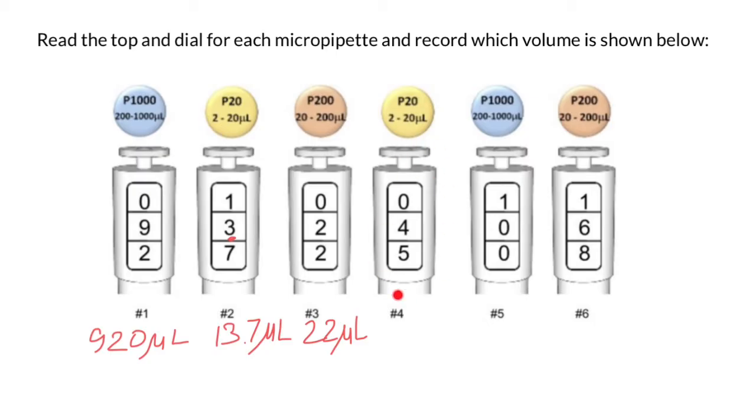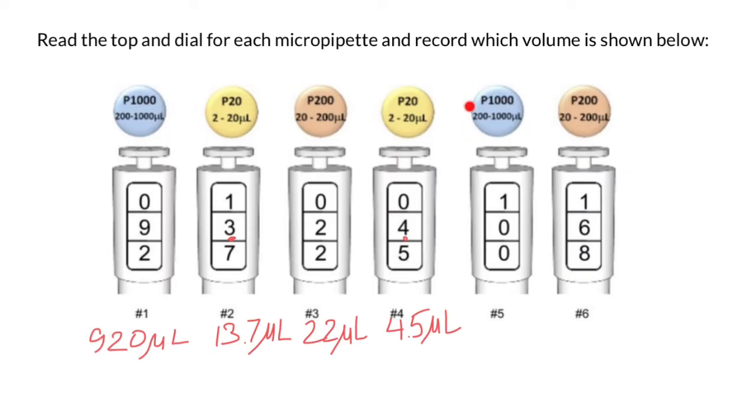Now let's take a look here. It is not 45 microliters, because this micropipette can only measure between 2 and 20 microliters. So we cannot measure below this or above this. So this means 4.5 microliters.